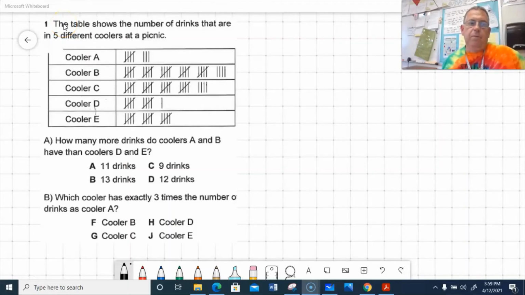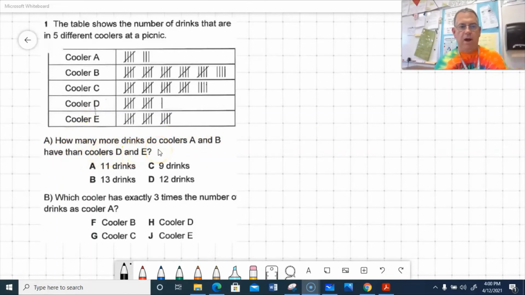Okay, let's go look at the guided practice questions here. Follow along as I read. It says the table shows the number of drinks that are in 5 different coolers at a picnic. So you have the 5 different coolers. I'm going to call the coolers by letters A, B, C, D, and E. And it says, how many more drinks do cooler A and B have than cooler D and E?